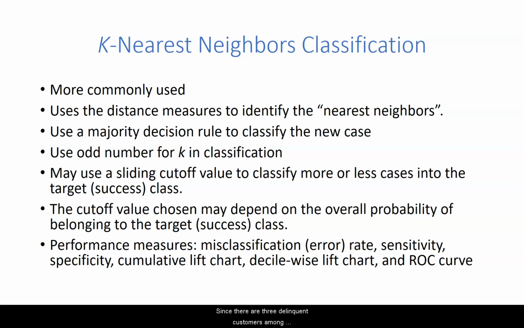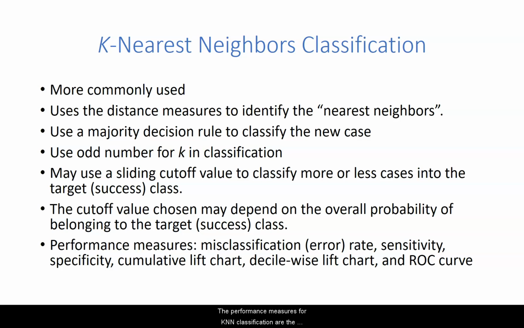Since there are 3 delinquent customers among the 10 customers, the overall probability of a customer being delinquent on payment is 3 divided by 10, or 0.3. So using 0.3 as our cutoff value, the new customer would be considered to have a higher probability of being delinquent on payments, because his or her probability is greater than the cutoff value of 0.3. Therefore, we will classify the new applicant into the delinquent class and deny the application.